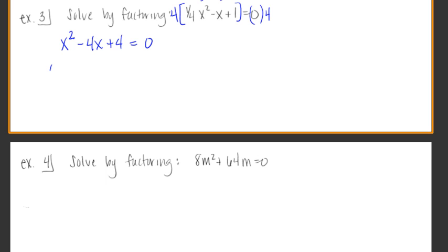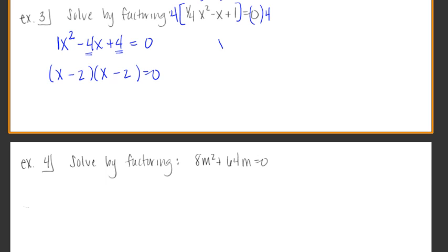So let's set up two parentheses. What's going to lead in the front are what you multiply to get the front term, which in this case can only be x and x. What's going to go in the back, since the leading coefficient here is a 1, we can do the factors of the last term that add up to the middle. I couldn't have done that in example 2, because in example 2, the front term was not a 1, it was a 3. But if the leading coefficient is a 1, then we can do the factors of 4 that add up to negative 4, which is pretty simple: negative 2 and negative 2.